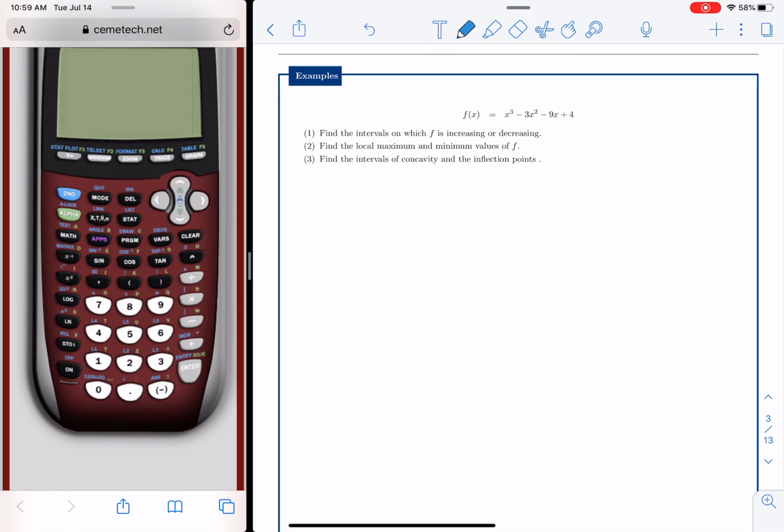So the first step is to find the first derivative, f prime of x. So 3x squared minus 6x minus 9. Set that equal to 0 and solve for x. This is going to give us critical values.